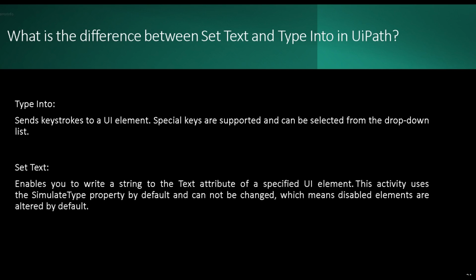And what is Set Text? It enables you to write a string to the text attribute of a specified UI element. This activity uses the simulate type property by default and it cannot be changed, which means disabled elements are altered by default. So Set Text works by simulate type, and Type Into works by sending keystrokes to the UI element. That is the main difference between Type Into and Set Text. So Set Text works with simulate type. Okay.